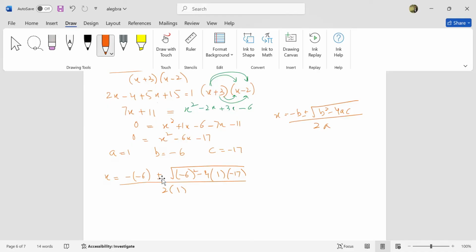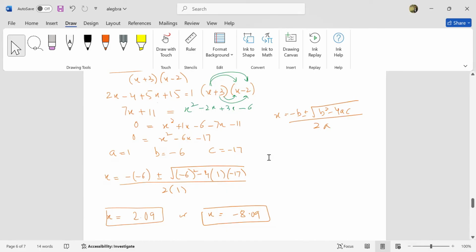Okay. Now you must be able to use the quadratic formula correctly in your calculator and get the two answers, one with the positive and one with the negative. One answer is x equal to 2.09, and the other answer is x is equal to minus 8.09. Do practice using the calculator for the quadratic formula.